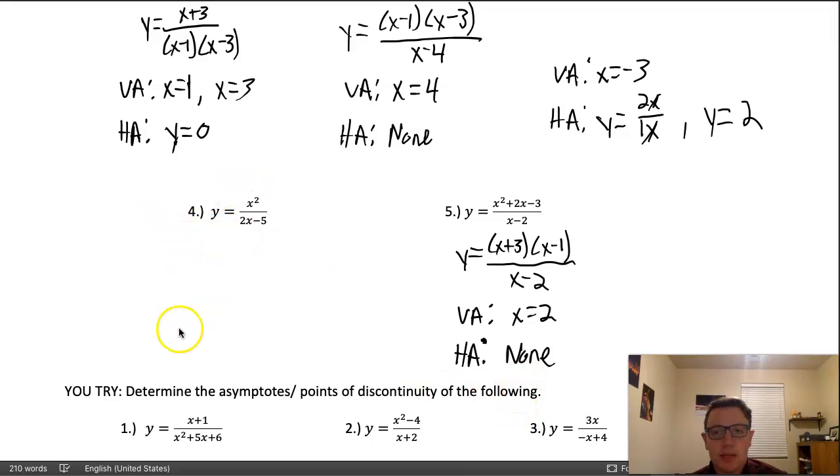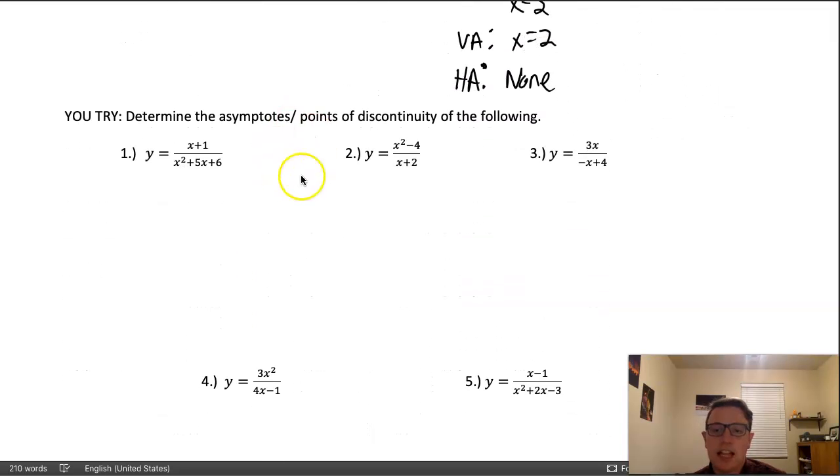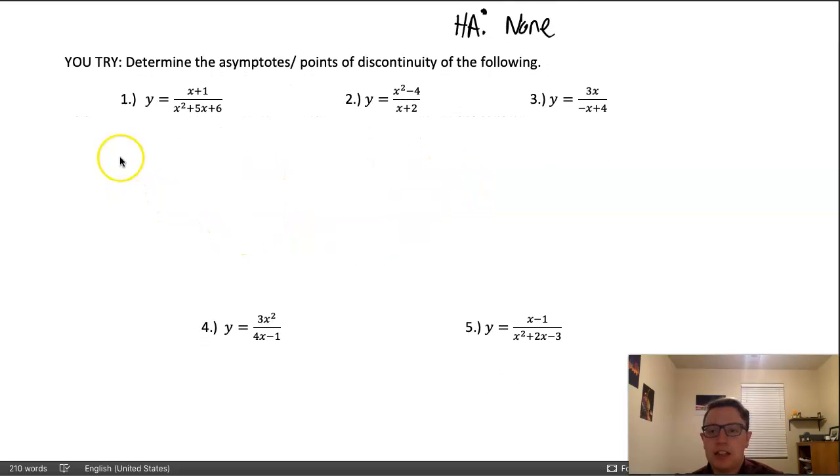Right, there's some examples for you. Let's have you all try a couple. Doing the same thing, determining the asymptotes and points of discontinuity. Remember to start off by factoring. So looking at this first problem, we have y is equal to x plus 1 over x squared plus 5x plus 6. To start off with, what would this look like factored?